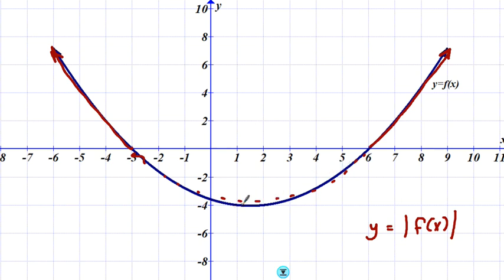And to do a reflection accurately, take two interesting points. The y-intercept is close to -4, so the reflection will be close to 4. The vertex here is at 1.5, -4, so it will be at 1.5, 4. So simply sketch it this way. So this will be the curve of y equals the absolute value of f of x.